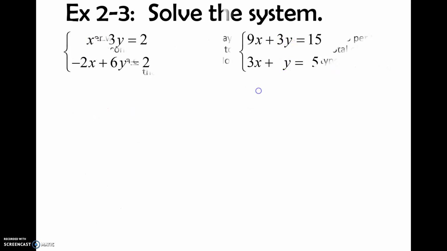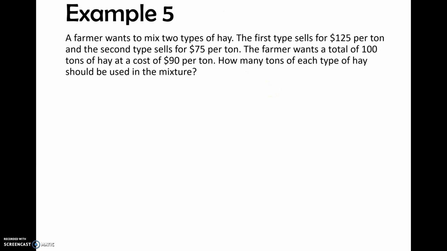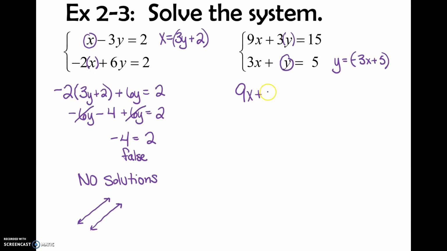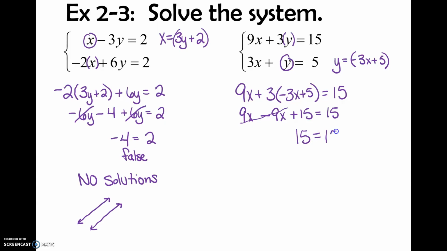So 9x plus, go back, 3 parentheses, -3x plus 5 equals 15. Distribute. And once again, we have 9x minus 9x. So we end up with 15 equals 15. Does 15 equal 15? Yes.